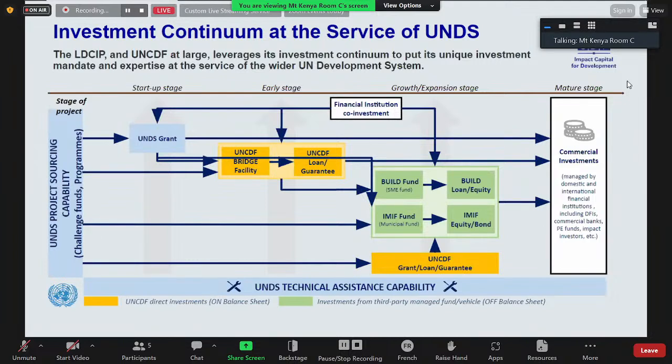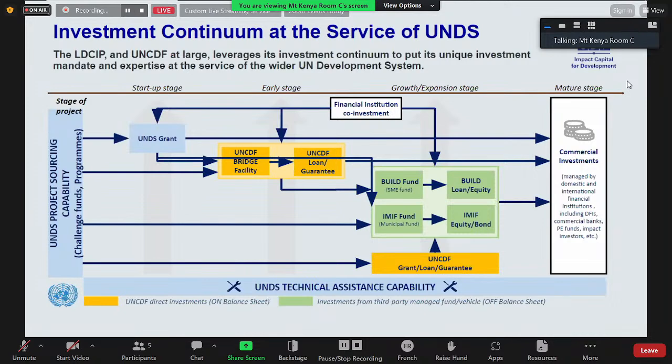So building on the UNDS grant, UNCDF did deploy 2 main vehicles. One is on balance sheet and one is off balance sheet. Of course, this is supported by a very developed technical assistance. So we have a full team and we have full funding for technical assistance to work with the SME sector. However, we did deploy 2 funding vehicles.